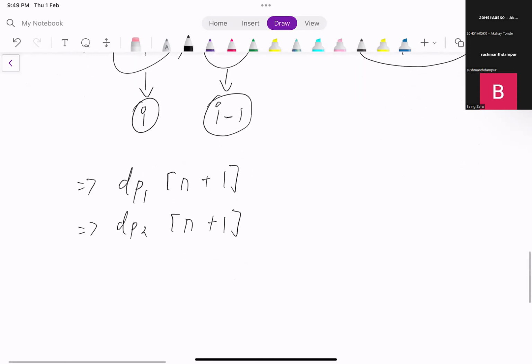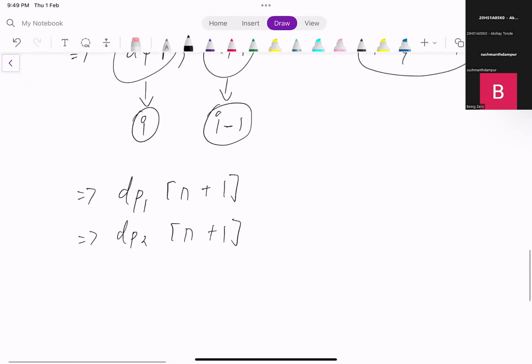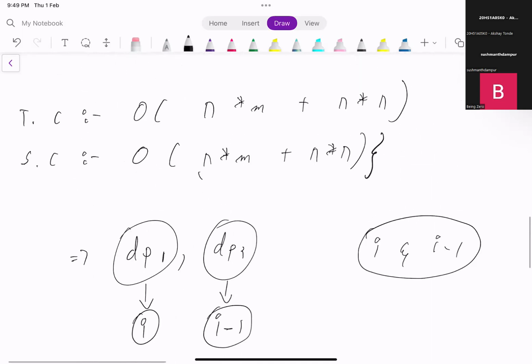And one more thing is, we optimized this to n right now, but we need to optimize this also because n into n would also give us more memory.